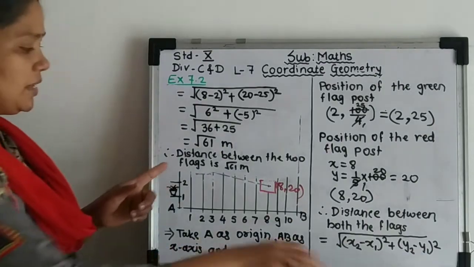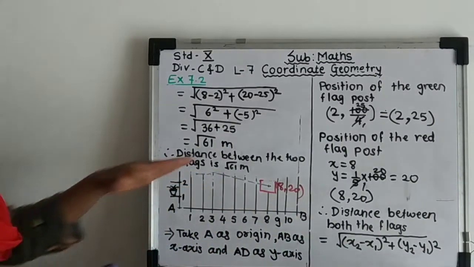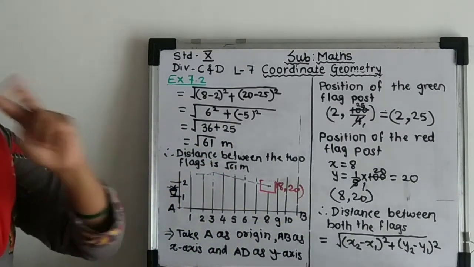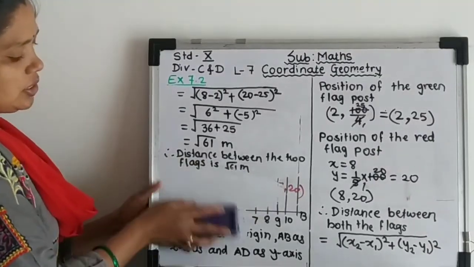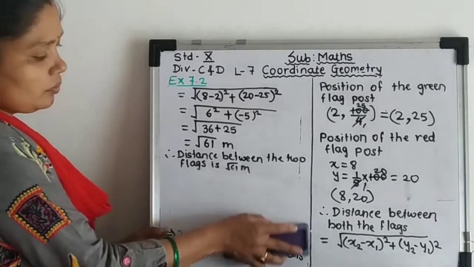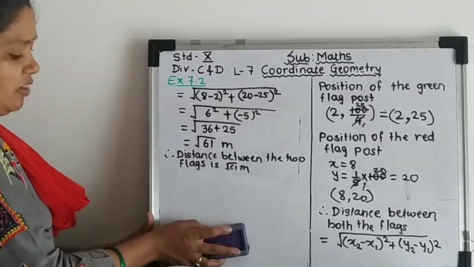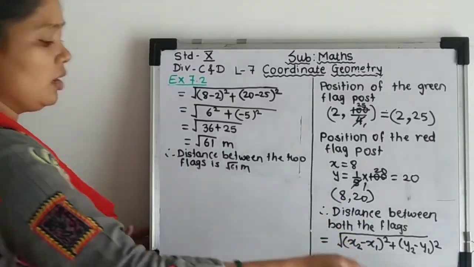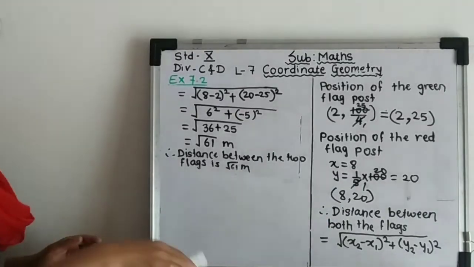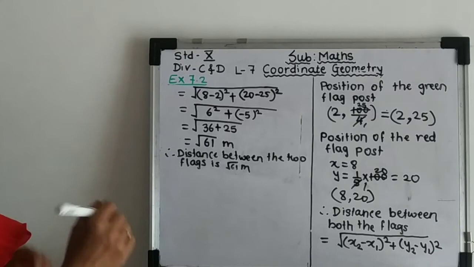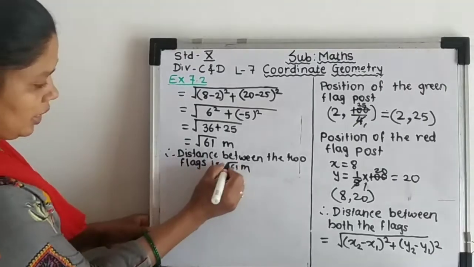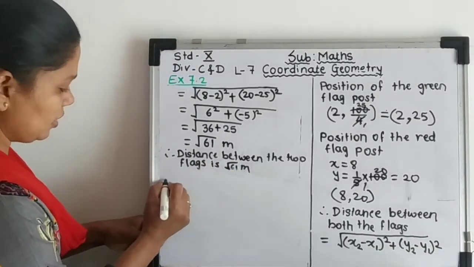Under root 61 meter. It is not a complete square. That's why we cannot take it outside. Now the second question from it we are going to find out. So what is that second question? Exactly in the middle, if the blue flag is going to be posted, what will be its position? Right? So position of the blue flag post. I'll write here. Now we will find.